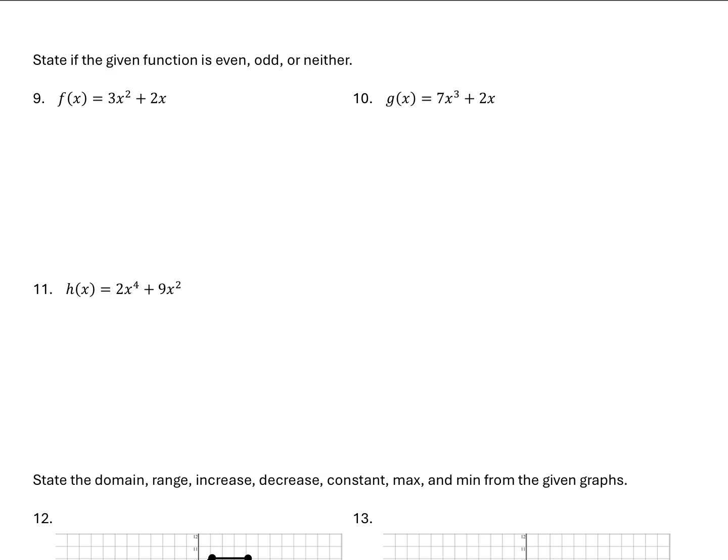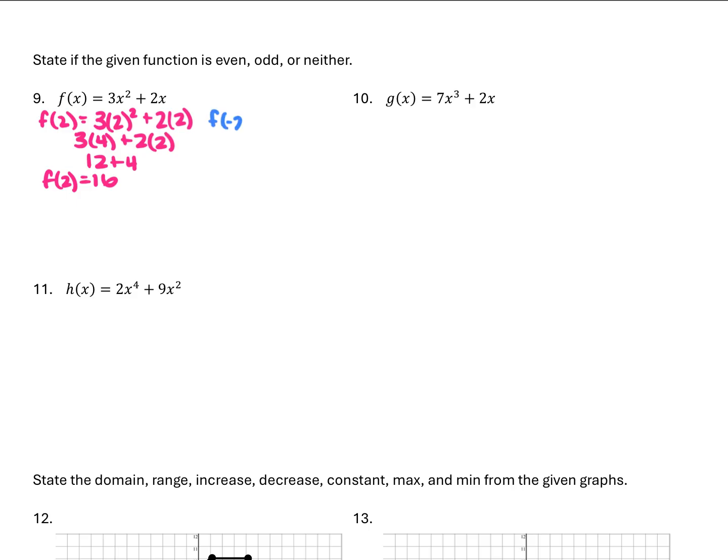So if we look at number 9, it gives us f of x is equal to 3x squared plus 2x. We're first going to find f of 2. So that's going to be 3 times 2 squared plus 2 times 2. Your 3 times 2 squared gives you 3 times 4 plus 2 times 2. This then gives you 12 plus 4, which is 16. So f of 2 is 16.